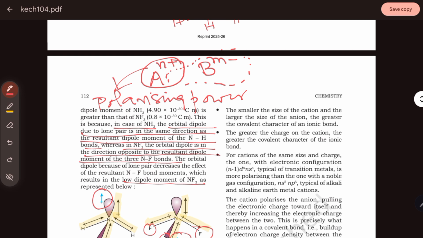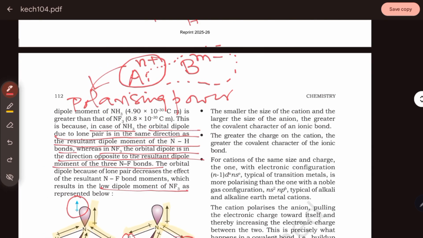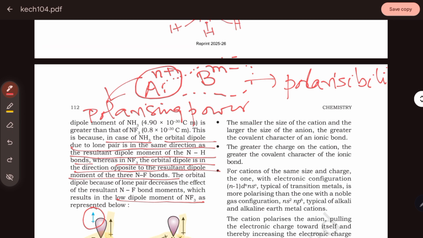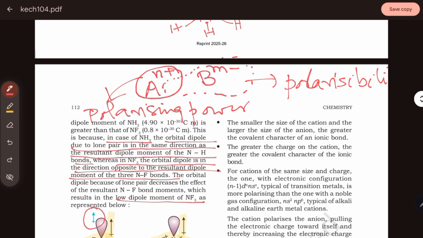That means the electron cloud of the anion shifts towards the cation a bit, and it seems as if it is being shared between the anion and the cation. For that reason, the ionic bond attains a covalent character. And the tendency or the ability of the anion to get distorted is known as polarizability. This is the tendency of the anion to get distorted. So the smaller the size of the cation and the larger the size of the anion, the greater is the covalent character of the ionic bond.